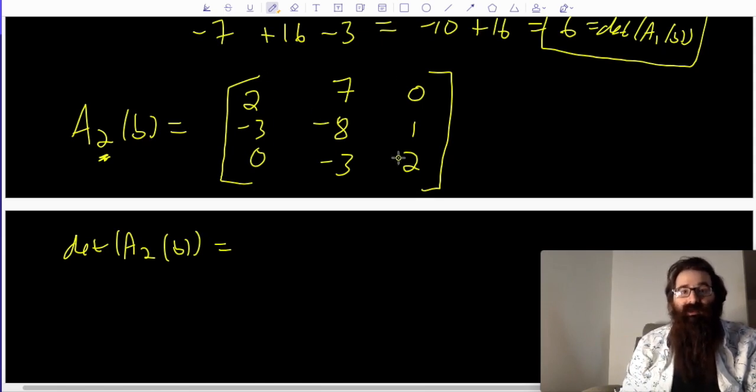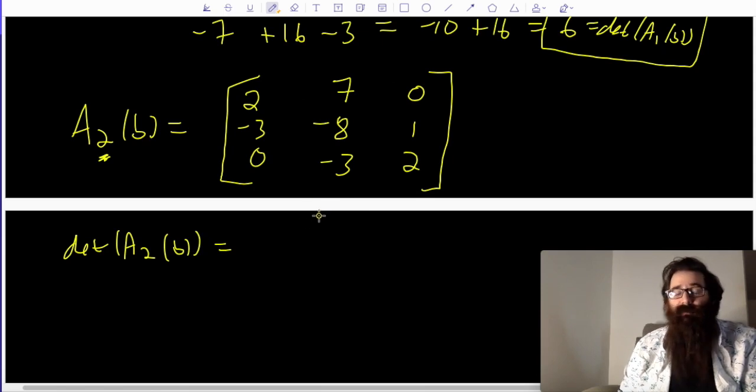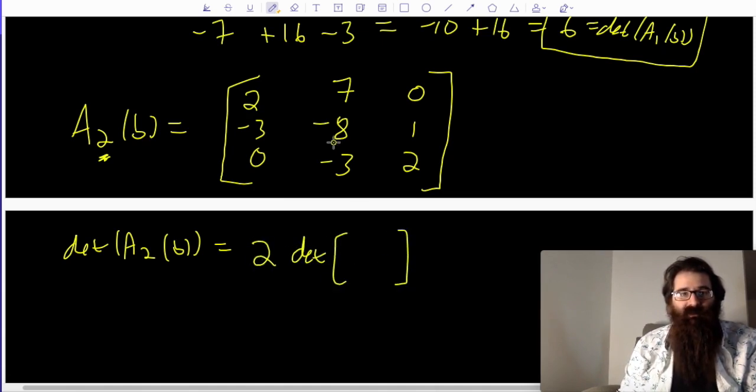There are other ways that I could do cofactor expansions that utilize a 0. But I'm a fan of that classic cofactor expansion if it looks good. So I bring out the 2. I don't change its sign. Times the determinant of the 2 by 2 matrix that I get when I remove that entry's row and column. That's negative 8, 1, negative 3, 2.